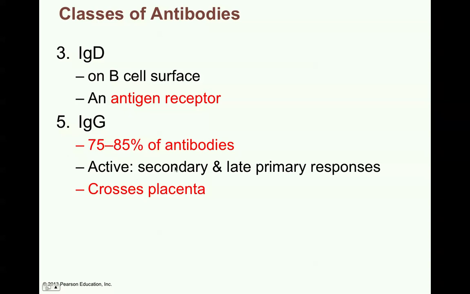It's active during the secondary and late primary responses, and it does cross the placenta. So this is one that during breastfeeding the mother will pass to her infant to protect it against certain pathogens that she herself has developed immunity to.